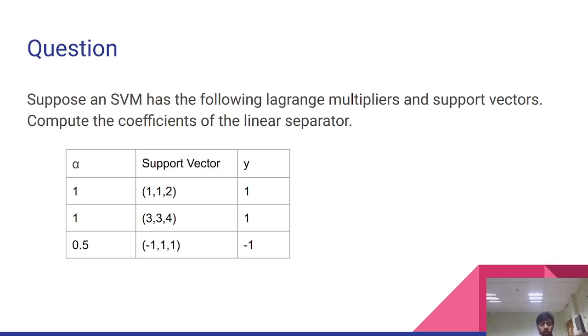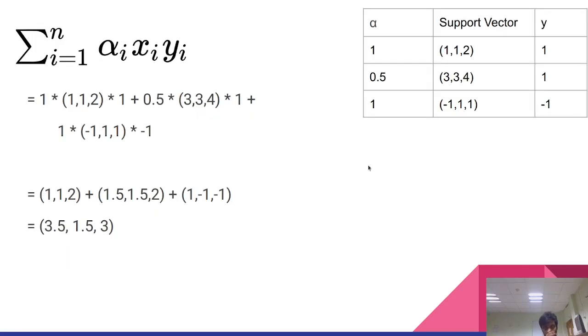Then this is a support vector. We have alpha, we have the support vector, and we have the output. You have to find the coefficient of the linear separator. How to do this? I think it is covered in the class, but I don't think you have done the numerical on it, so I'll show. This is the formula to find the coefficient of the linear separator: alpha i, xi, yi.